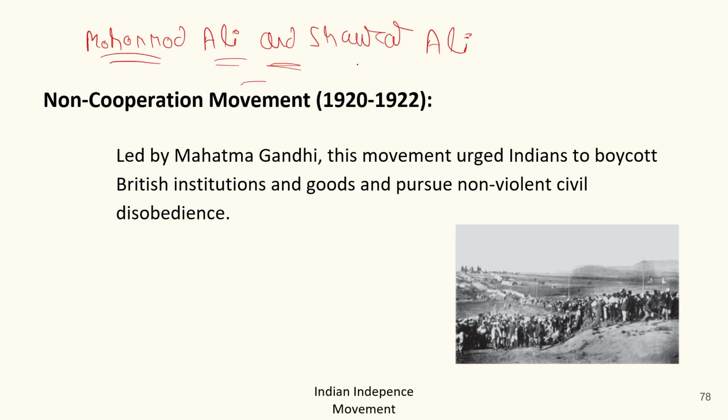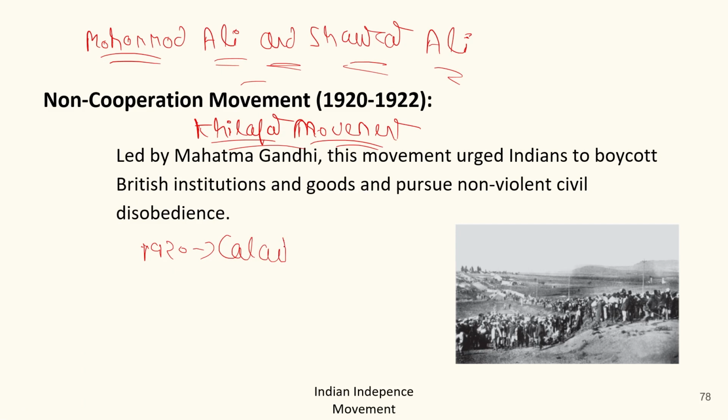These were the two brothers who started a movement, basically named the Khilafat movement, against the British government. Got it? Soon later, in the year 1920, at the Kolkata session, the Indian National Congress, in short the INC, decided to participate in the Khilafat movement with the name of non-cooperation movement.